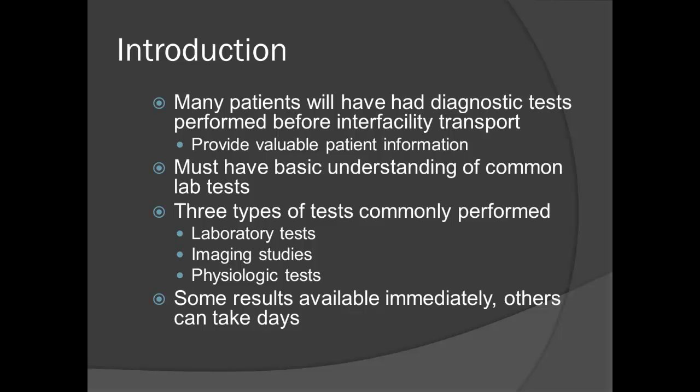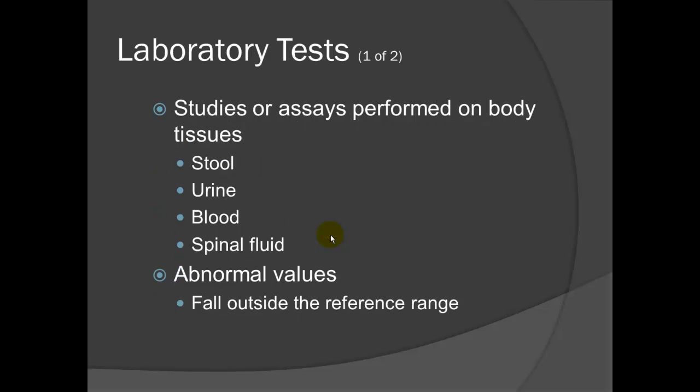There are 3 types of tests commonly performed: laboratory tests, imaging studies, and then physiological tests. We are actually going to isolate on the lab studies in this section. Some results are available immediately, others can take days. Some of these lab results you can send off. There will be specialized labs that are located in other states. You may not have all of your laboratory data in one location, or the ability to run all of your lab tests.